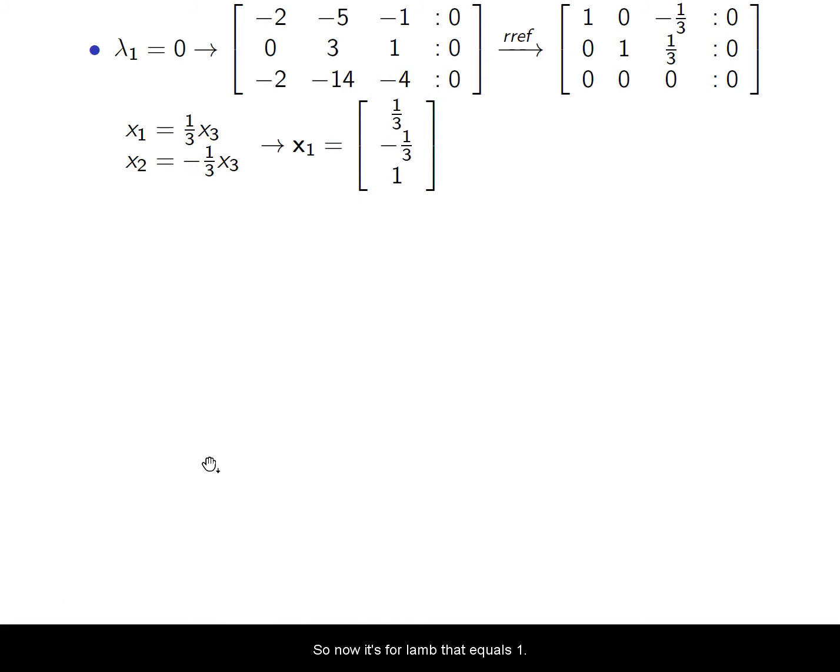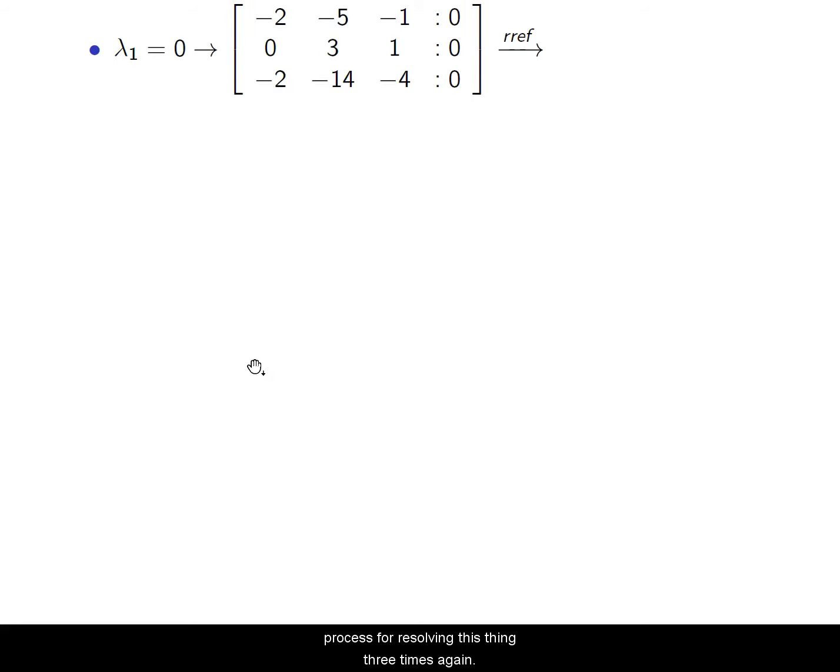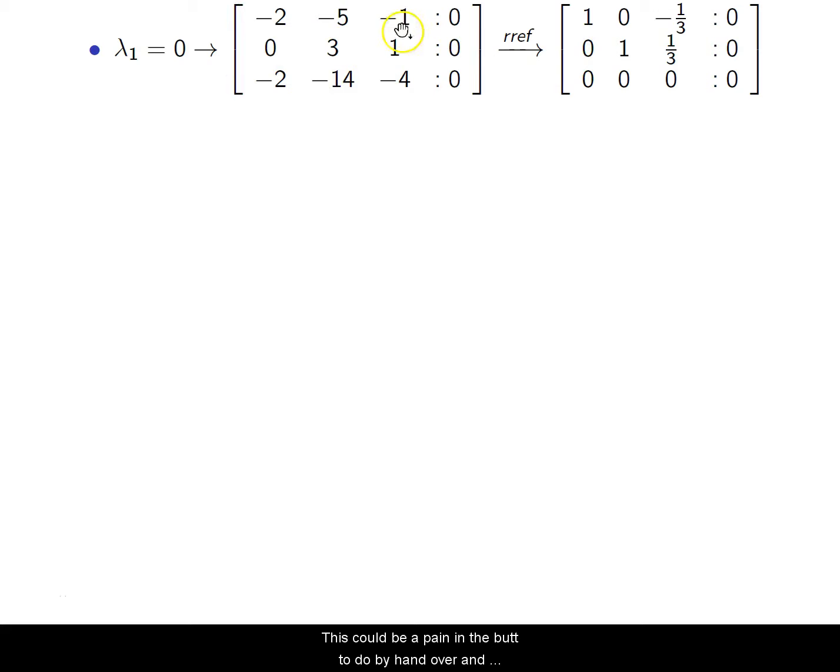Okay, so that was for lambda equals 0. So now we'll do lambda equals 1, and then we'll do lambda equals 2. We'll do the exact same process. So we're solving this thing 3 times. Again, this could be a pain to do by hand over and over.